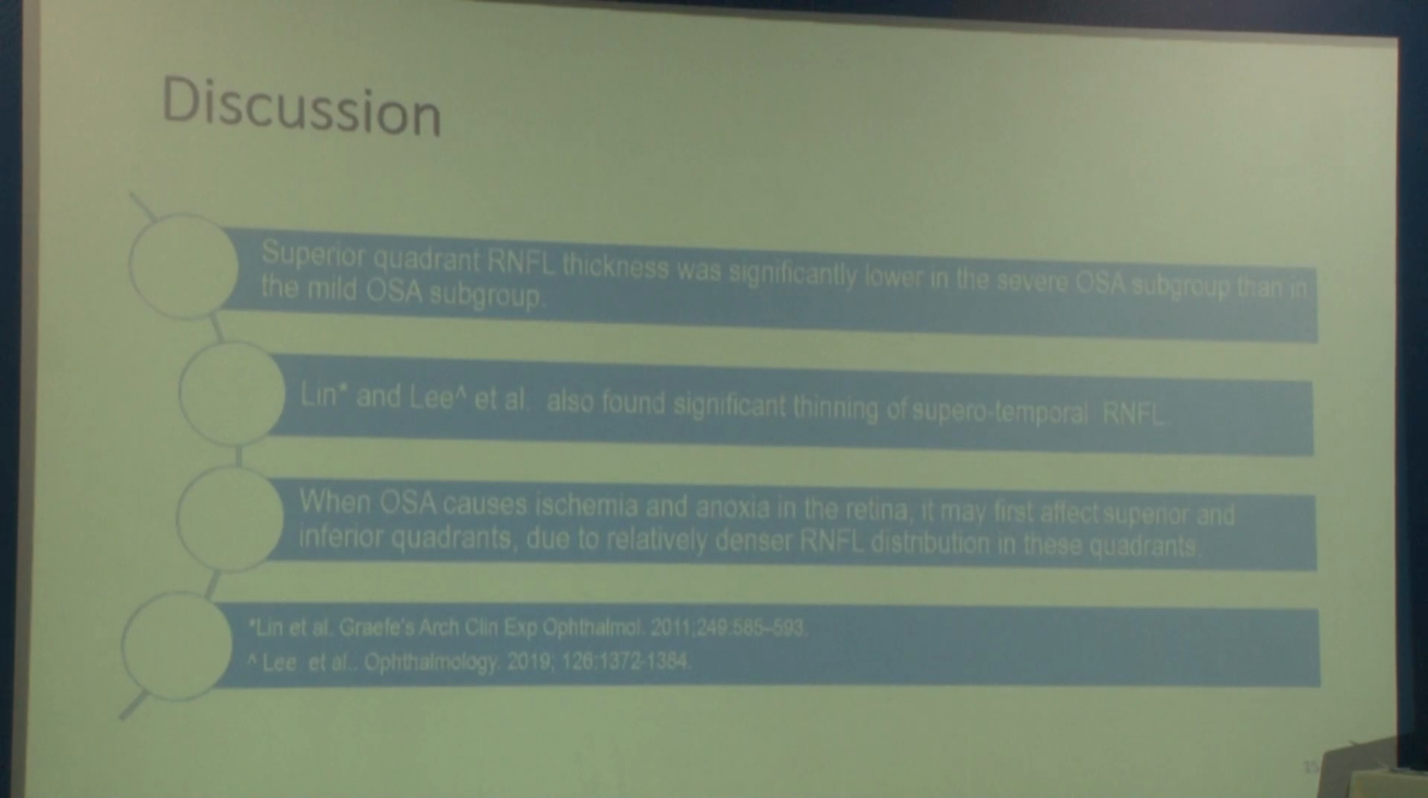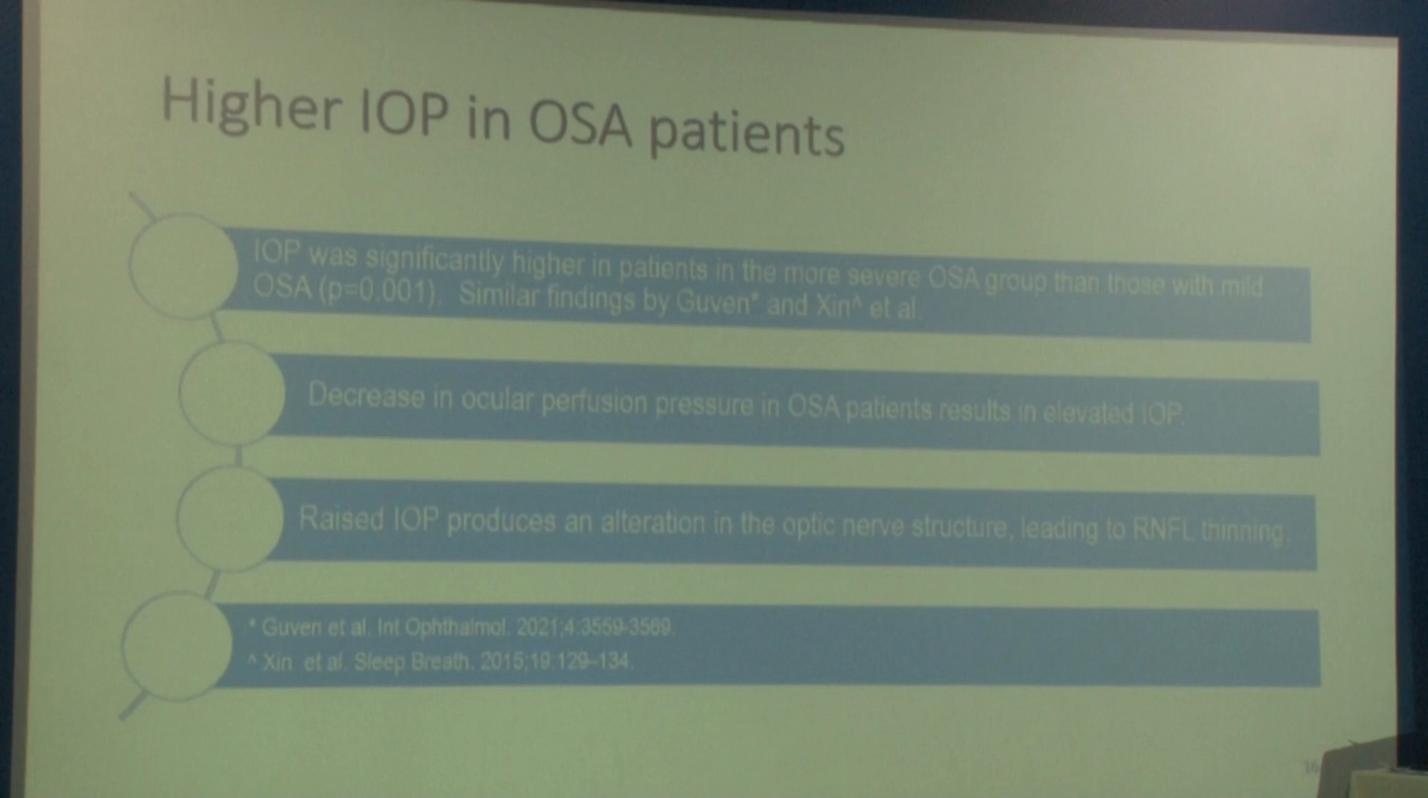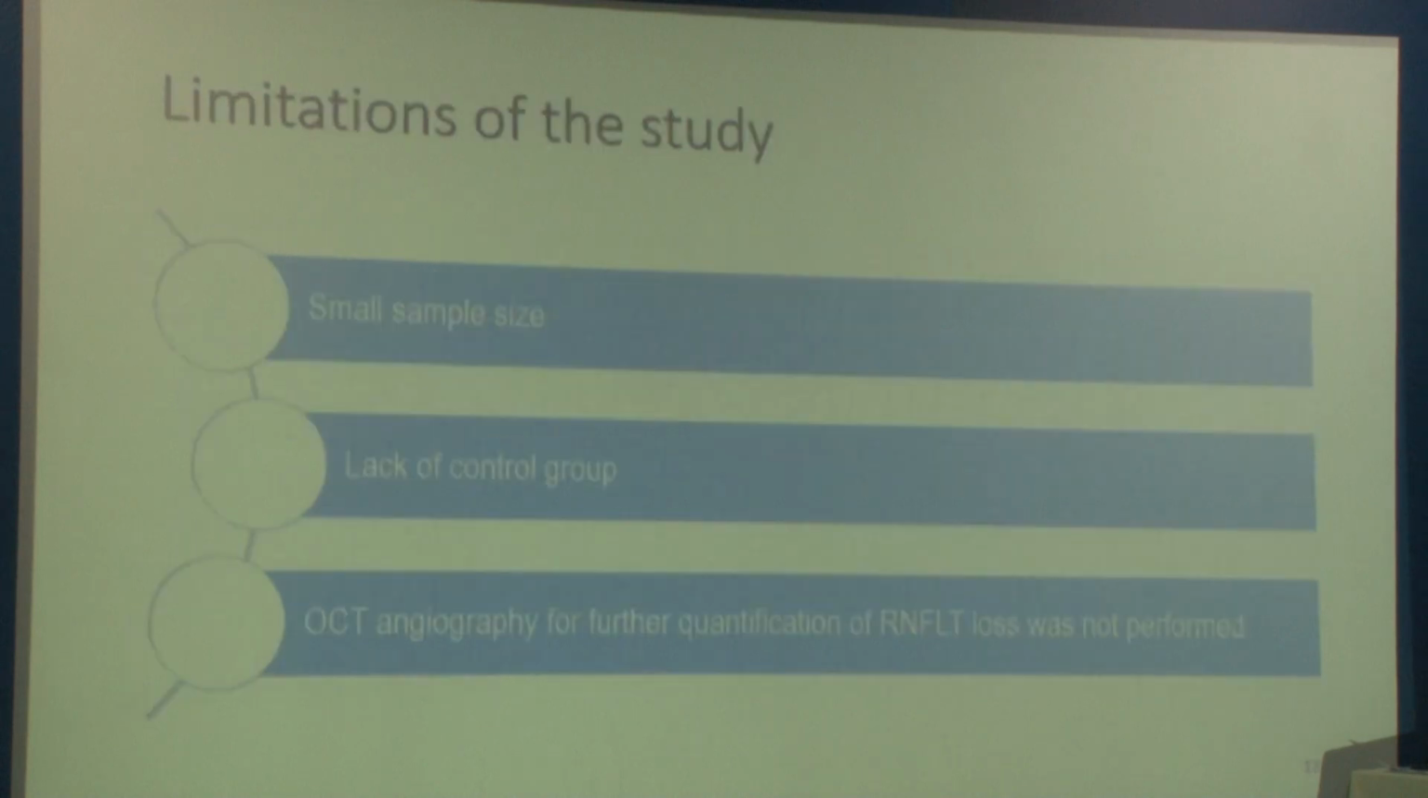And this could be possibly because when OSA causes ischemia and anoxia, it may first affect the superior and the inferior quadrants because of a relatively denser RNFL distribution in these quadrants. Also, the intraocular pressure was significantly higher in patients in the more severe OSA group, which is consistent with findings by Guven as well as Zin et al. And decrease in the ocular perfusion pressure possibly results in an elevated IOP and subsequent damage to the RNFL.